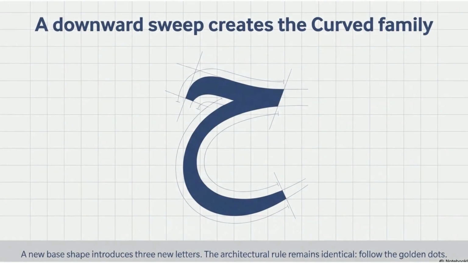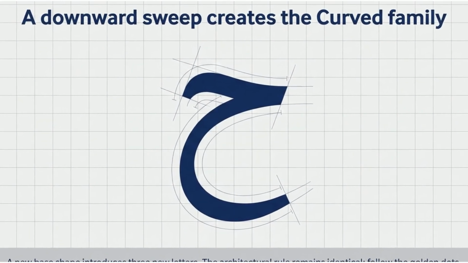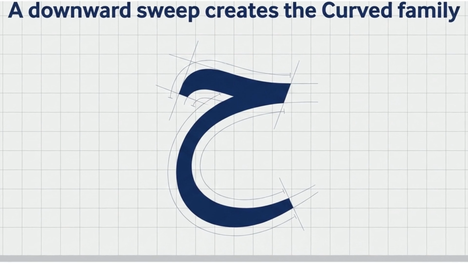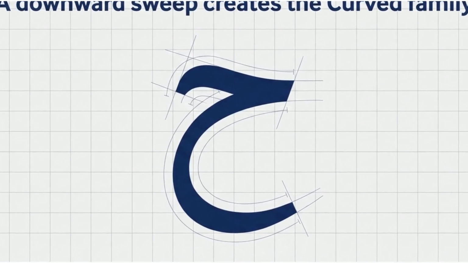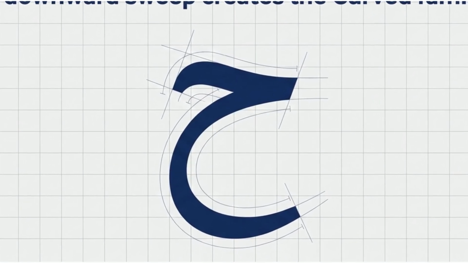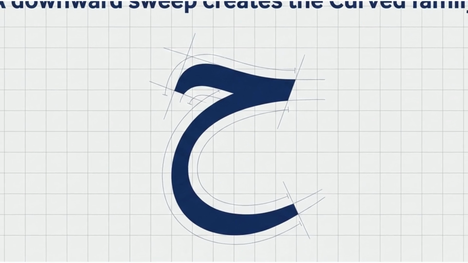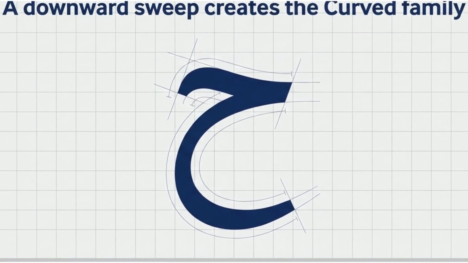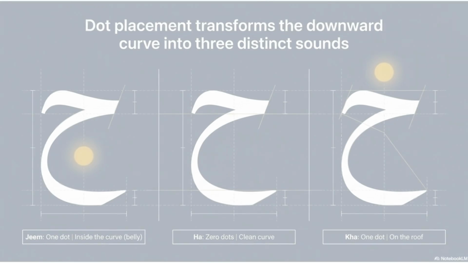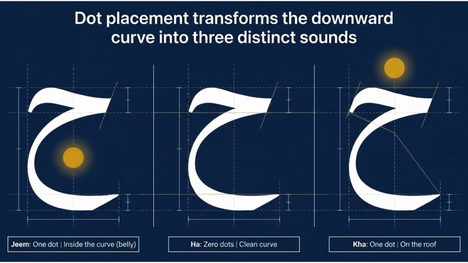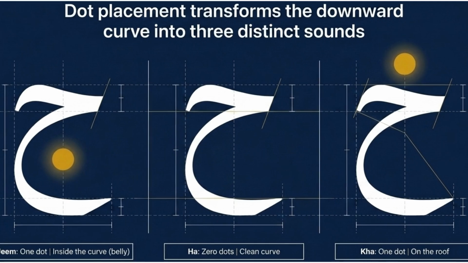A downward sweep creates the third base shape, the curved family, or the belly family. This new base shape introduces 3 new letters. The architectural rule remains identical. Follow the golden dots. Dot placement transforms the downward curve into 3 distinct sounds.